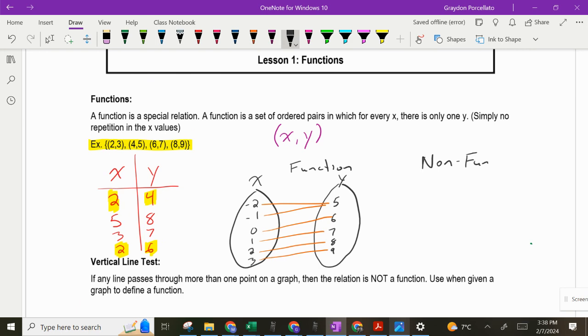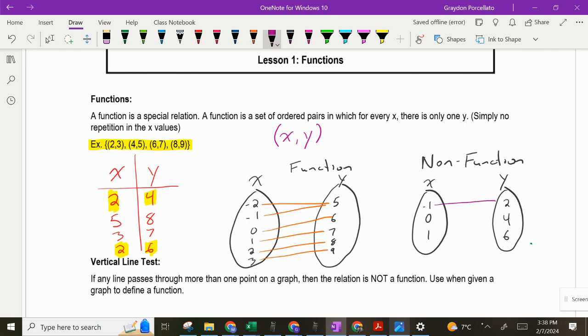Non-function. So let's say I'll do an example of a non-function. So we have x coordinates, we have y coordinates. Let's go -1, 0, 1, 2, 4, 6. An example of a non-function would be if this -1 goes to both. So because of this part here, because the -1 has two y values or two outputs, it is not a function. Okay?